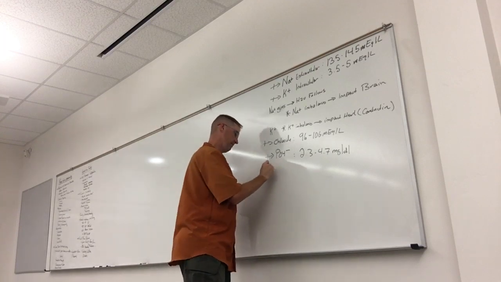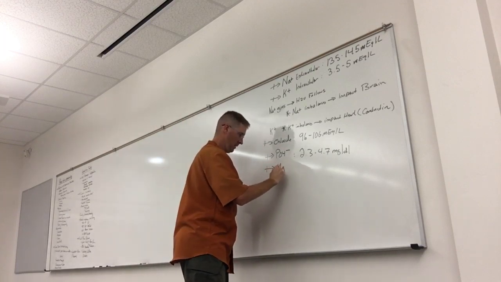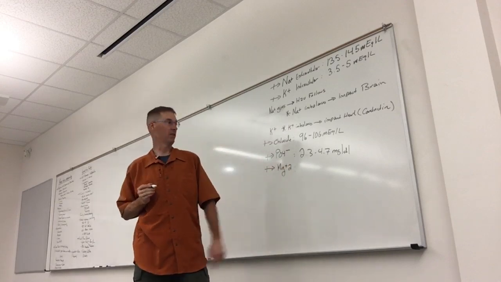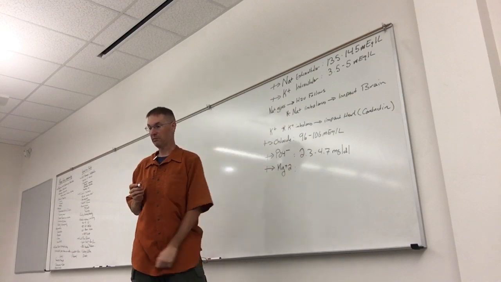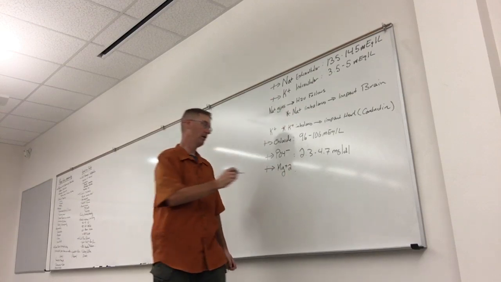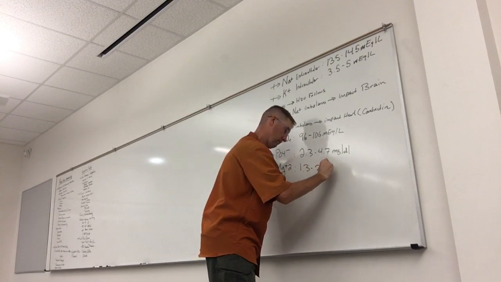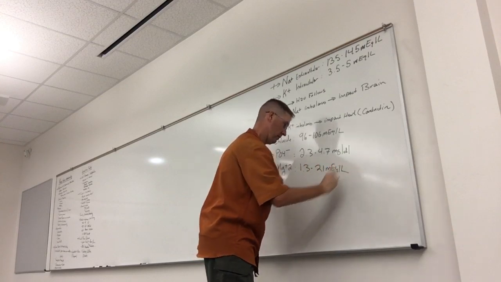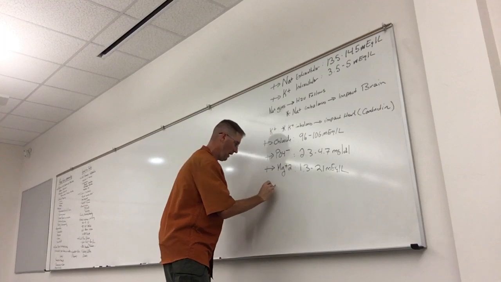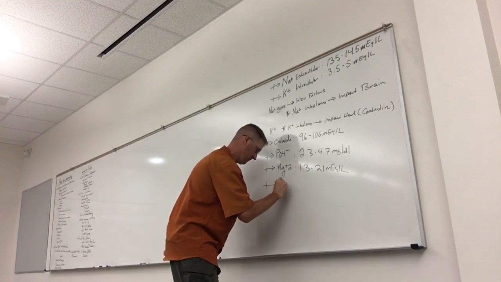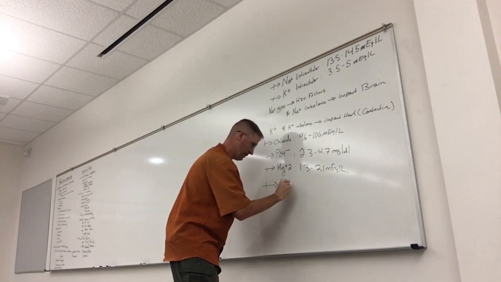Magnesium is another one. Mg plus 2. And its normal, again, these are all plasma. These are in the blood plasma, right? 1.3 to 2.1 milliequivalents per liter. And then finally, I want to just mention calcium. Ca plus 2.